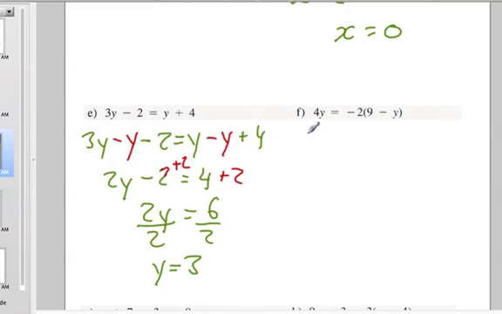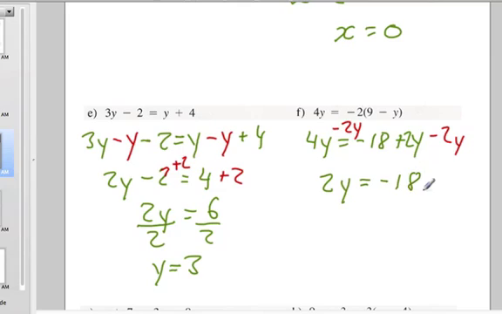Now here we take the bracket off, so 4y is equal to negative 2 times 9 is negative 18, and negative 2 times negative y, the signs change, so this becomes plus 2y. So now I want to subtract 2y from both sides in order to get rid of the variable from the right-hand side of the equation. And so that simplifies to be 2y is equal to negative 18. We divide both sides by 2, and we get y is equal to negative 9.